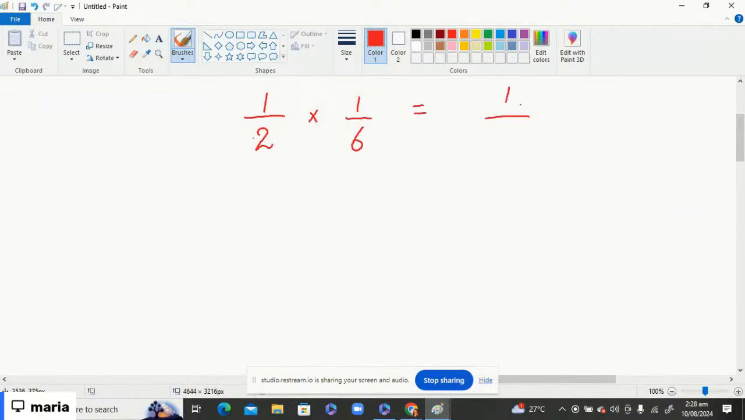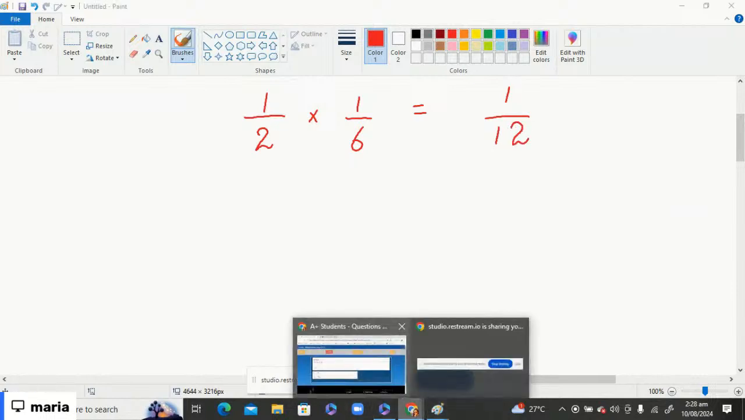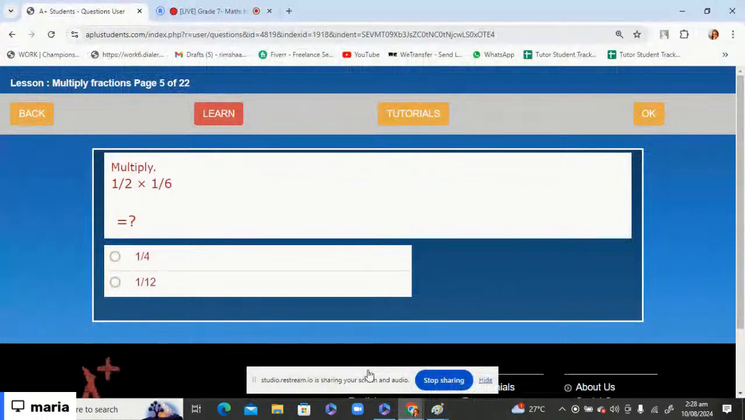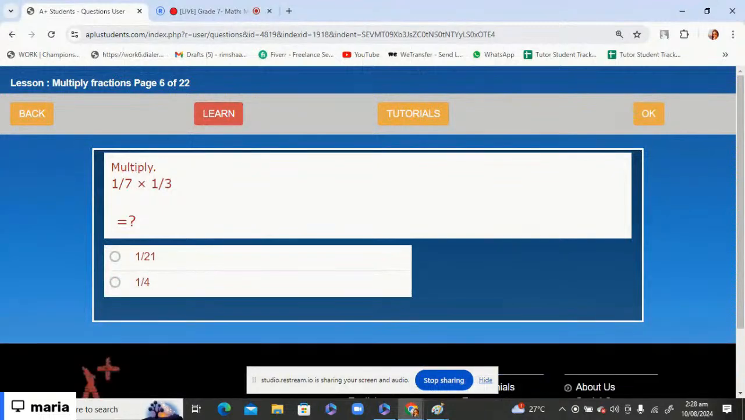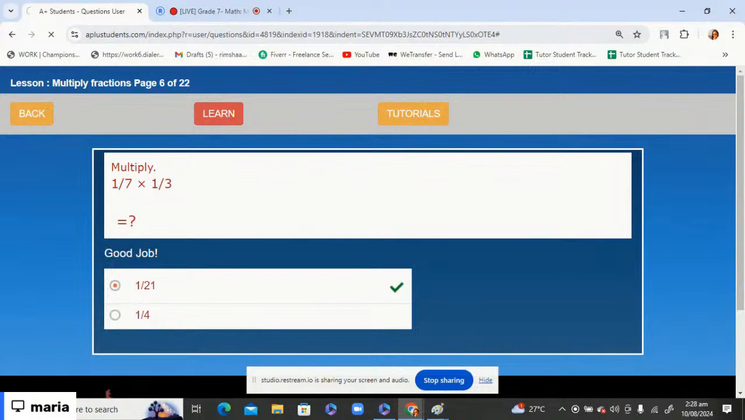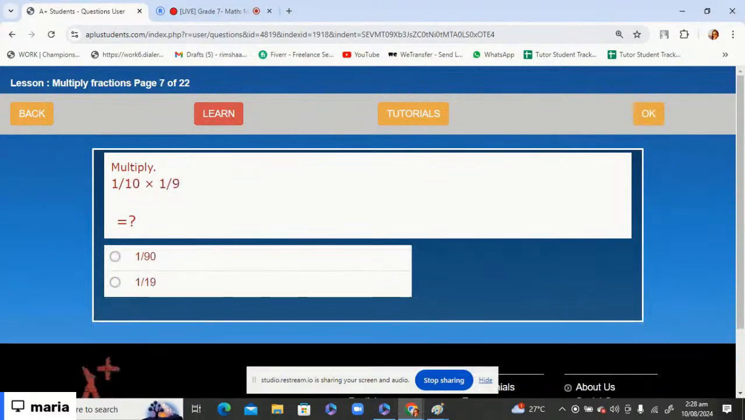1 over, so here 2 times 6 is 12. Make sure to memorize all the tables, okay? It's easy for you to multiply and then just put the answers. So now multiply 1 by 7 and 1 by 3. Just simply multiply. 7 times 3 is 21. So 1 over 21 is your answer. Hope you understand this lesson as well. Now let's discuss the next lesson.